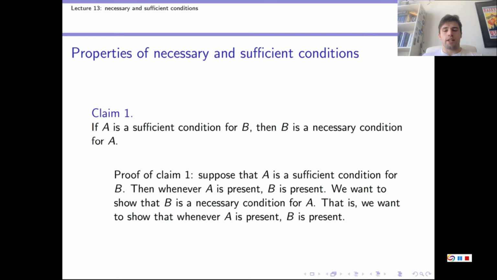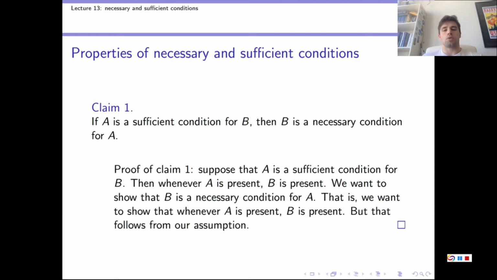But we've already established that fact because we supposed that A is a sufficient condition for B, and that's just what it means for that to hold. So we've established what we set out to establish, and so that completes the proof of claim 1. And the little square down there indicates that the proof is complete. You would read the square as QED.